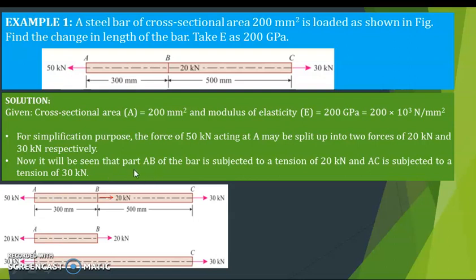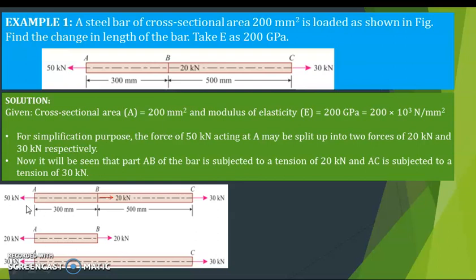Now it will be seen that part AB of the bar is subjected to a tensile force of 20 kilonewton and AC is subjected to a force of 30 kilonewton. Now see here, this tensile force is the same on both sides, that is 20 kilonewton. Here also it is 20 kilonewton. So now you can apply the formula. Total deformation is equal to PL divided by A into E. That's why always you have to make sure that on both sides that tensile force or compressive force should be the same. Okay. So this is done, AB.